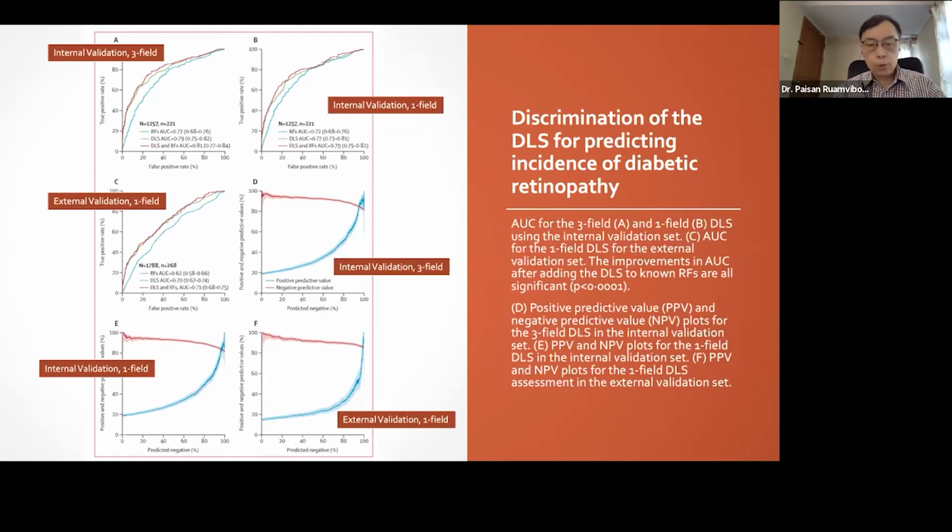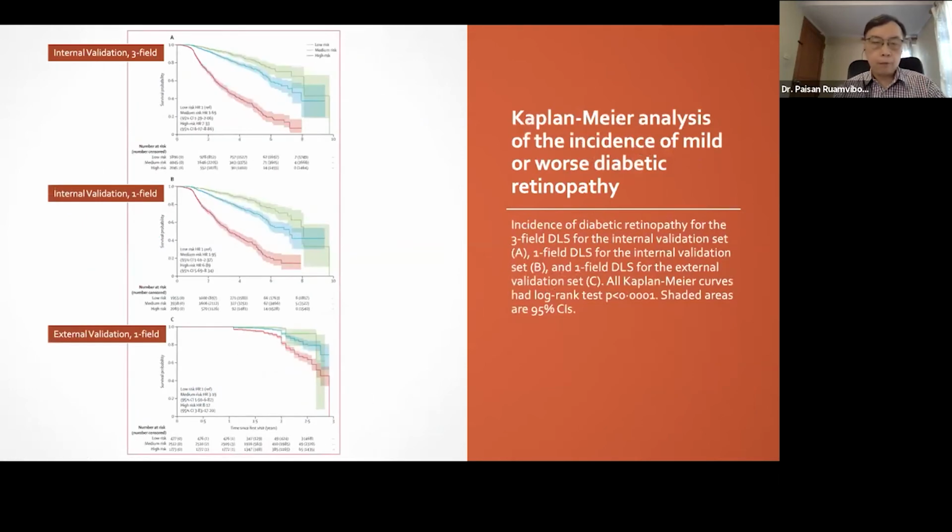This picture also shows you the plot over here. The blue line is positive predictive value, and the red line is negative predictive value. This is for internal validation 3 field over here, this is internal validation single field, and this is external validation for single field. And this is a survival analysis, the Kaplan-Meier analysis for the incidence of moderate-or-worse diabetic retinopathy. Here is for the data set of internal validation of the 3-field AI. This is internal validation for single field, and this is external validation for single field.